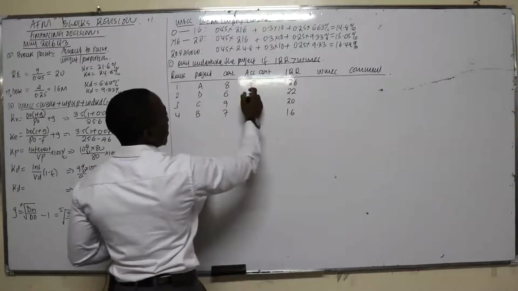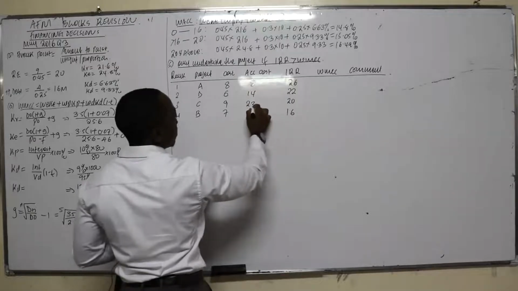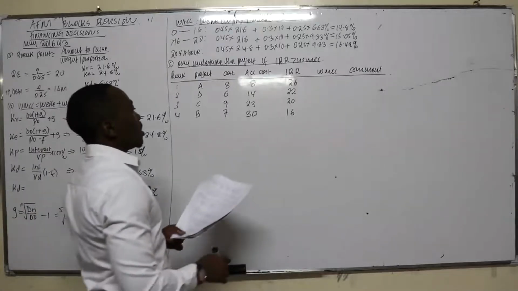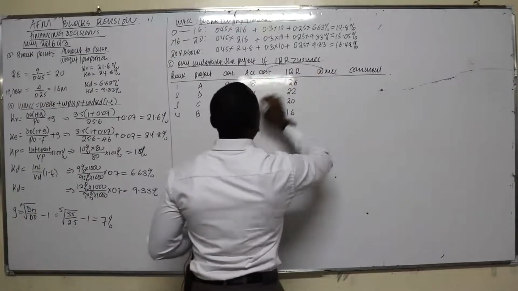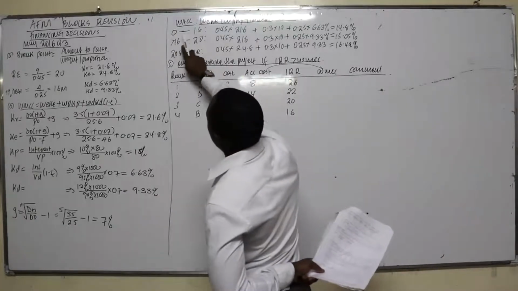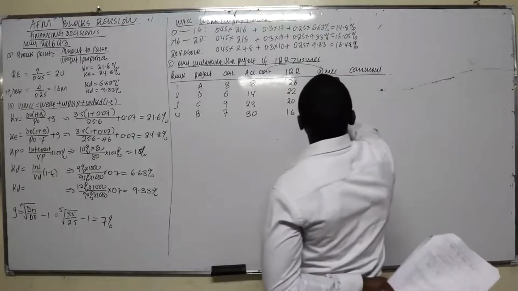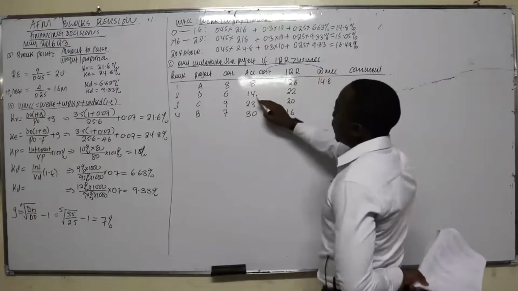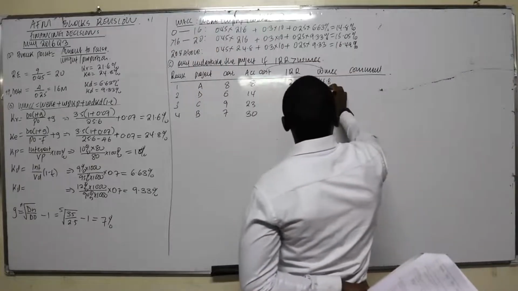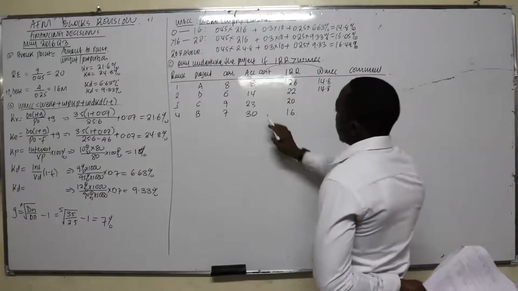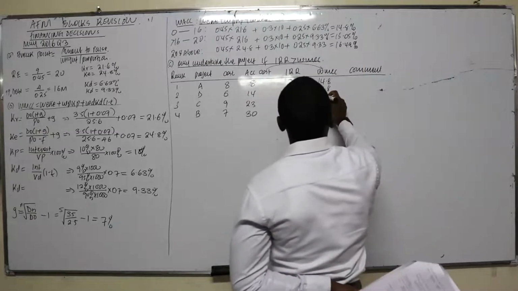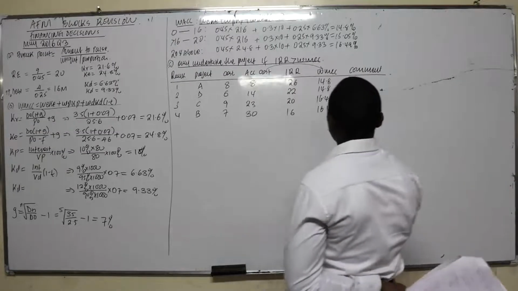8 plus 6, you get 14. 14 plus 9, you get 23. 23 plus 7, you get 30. Now let's get WMCC. To determine the WMCC, use the accumulated cost. 8 lies between 0 to 16. Therefore, the WMCC will be 14.8. 14 still lies between 0 to 16, so WMCC will be 14.8. For 23, 20 and above, WMCC will be 16.49.